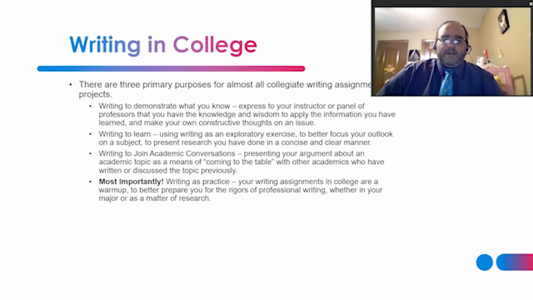Alright, and we're back. We're going to go ahead and get right back into the lecture here. So let's talk briefly about writing in college. There are 3 primary purposes for almost all collegiate writing assignments or projects. 1 is to write to demonstrate what you know, expressing to your instructor or panel of professors that you have the knowledge and wisdom to apply the information you've learned and make your own constructive thoughts on an issue. Okay? When you're writing essays in a collegiate setting, that's the main point. You want to express that, hey, I've absorbed this information, now I've got my own thoughts, and I want to tell you what those thoughts are.